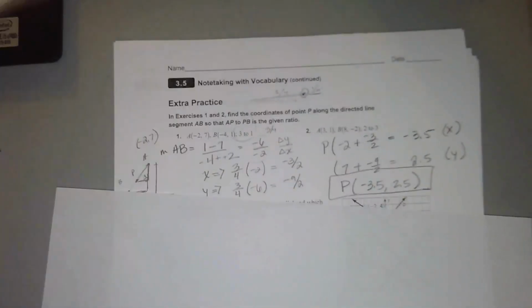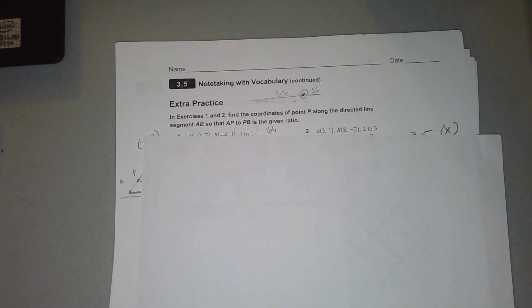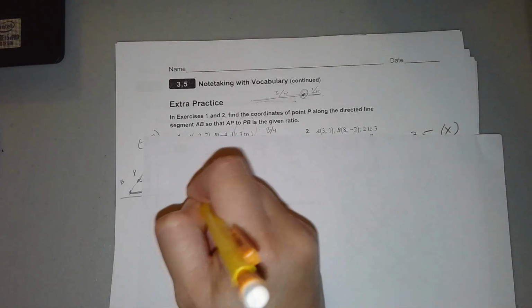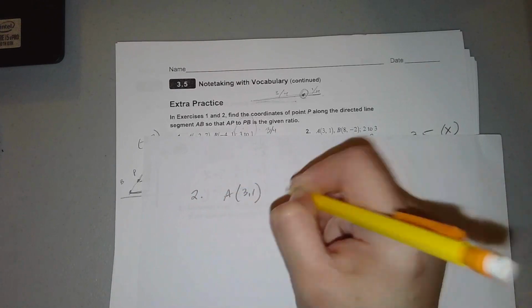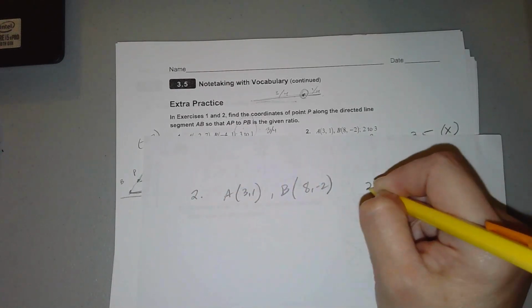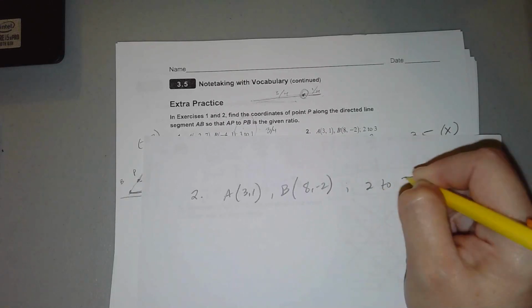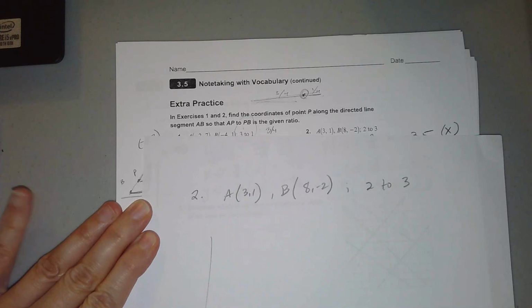All right, let's do part 2. I'm going to write it on a separate sheet of paper because I ran out of room on this one. So number 2 says I have A at the point (3, 1) and B at the point (8, -2), and I want to use the ratio 2 to 3. If it helps you, go ahead and sketch a graph.